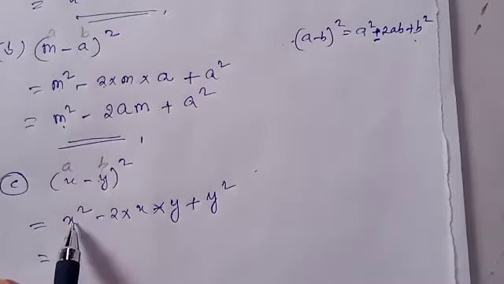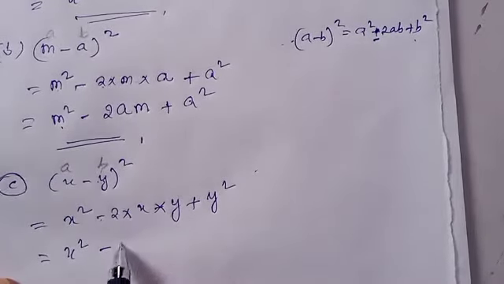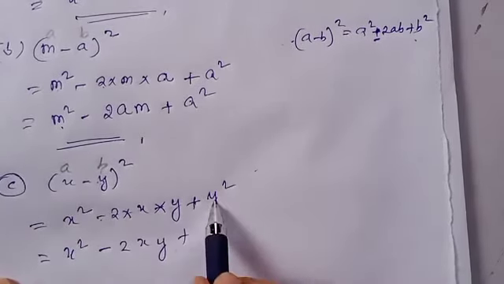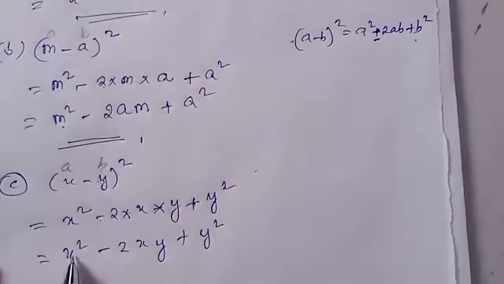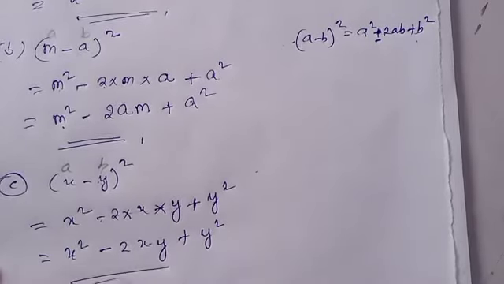This is equal to x square, minus 2, and we have only 1 x, only 1 y, plus y square. Y square means y into y is y square. First one x square, second xy, third y square. These are unlike terms, we cannot add, we cannot subtract.